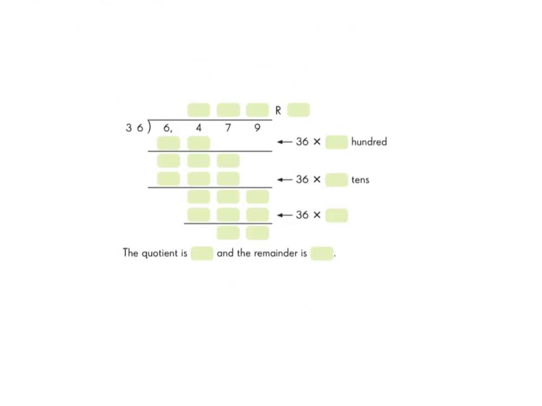In this problem, we're dividing 6,479 by 36. So we'll begin by looking at our thousands place. Does 36 fit into 6? Nope. So we need to try the hundreds place. Will 36 fit into 64? It most certainly will.